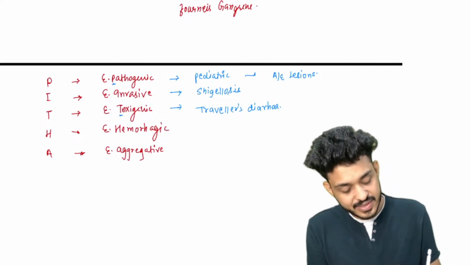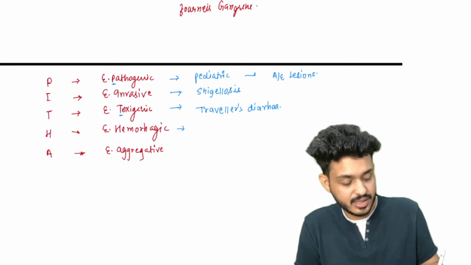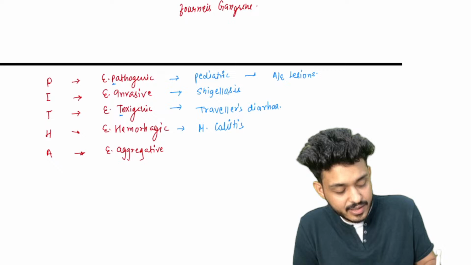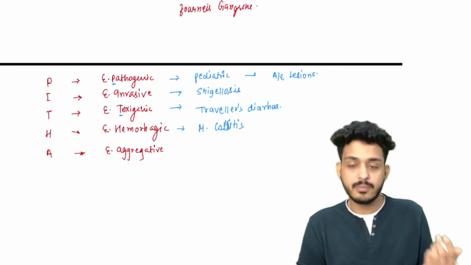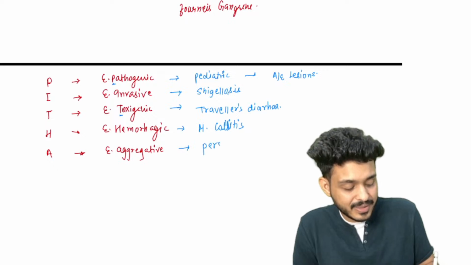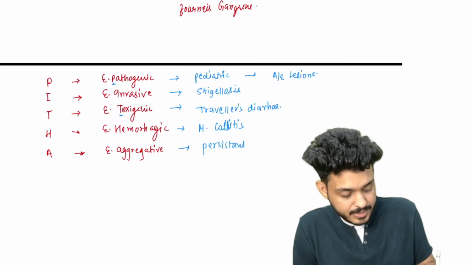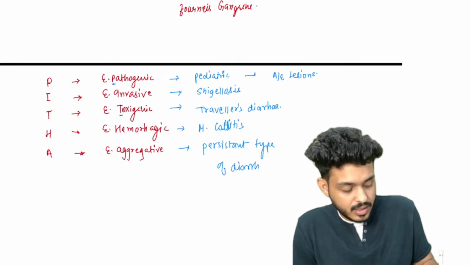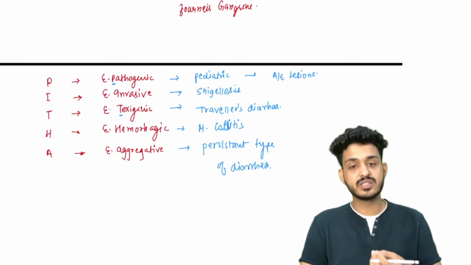Next we are having enterohemorrhagic. It will be causing hemorrhagic colitis. So that would be having a problem with the blood, right? And lastly we are having enteroaggregative, that would be causing persistent type of diarrhea.